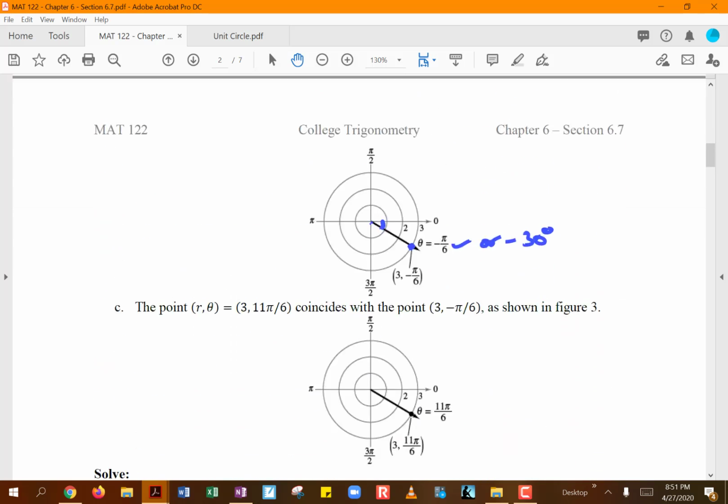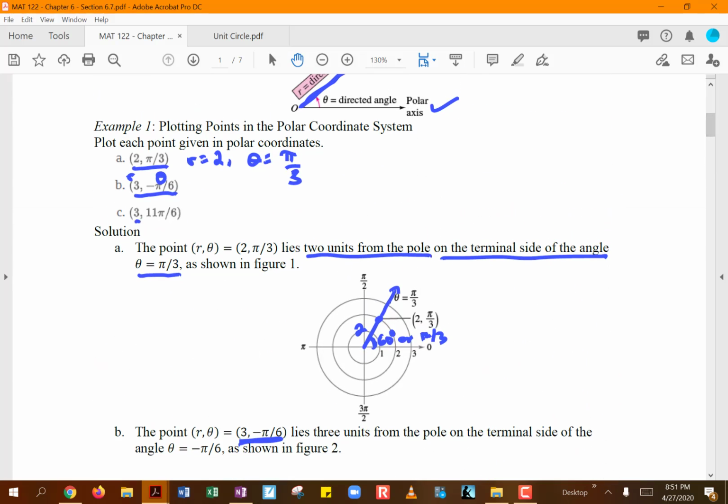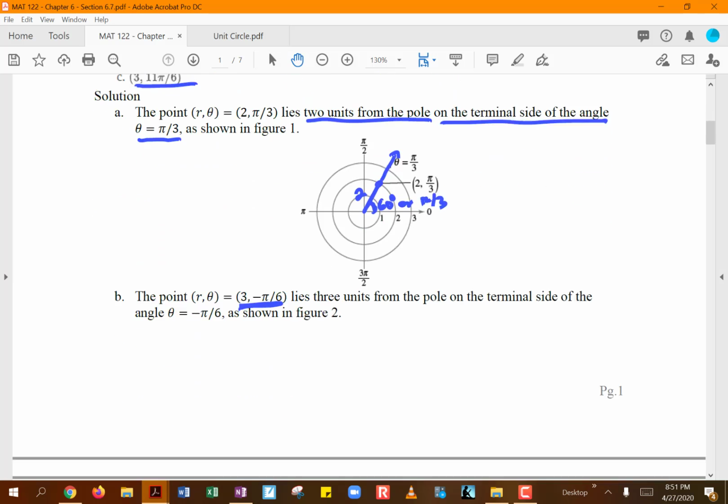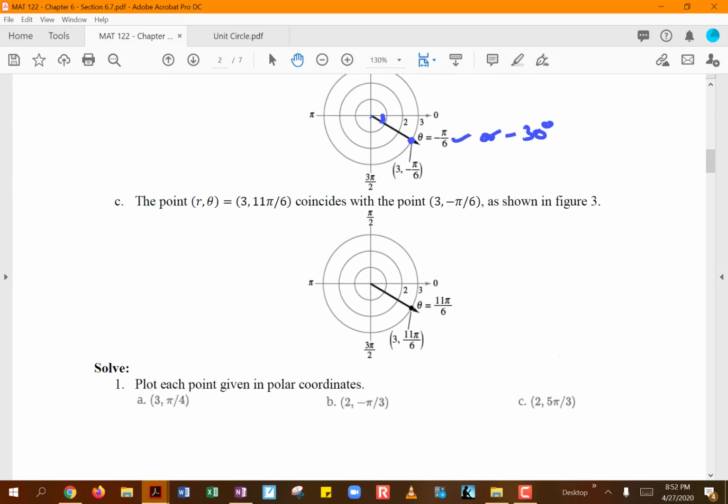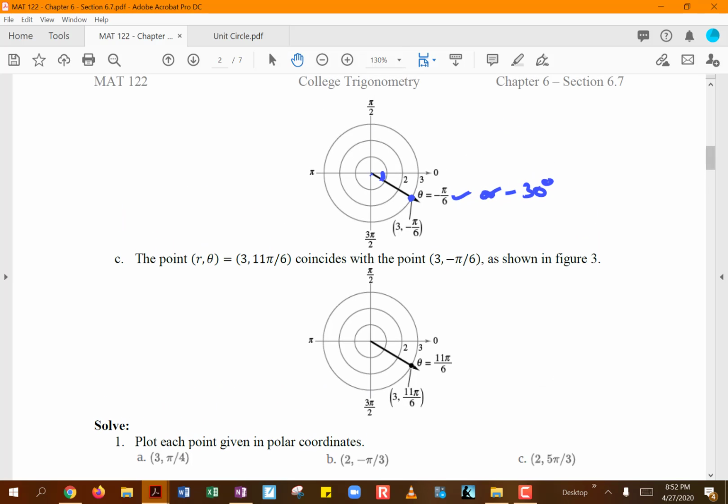Okay, for part C, they are asking us to find 3 comma 11 pi over 6. So again, our directed distance is 3. Our directed angle is 11 pi over 6. Now 11 pi over 6 is going in the counterclockwise direction, but basically if you were to go in the clockwise direction, this would be equal to negative pi over 6 or negative 30 degrees.